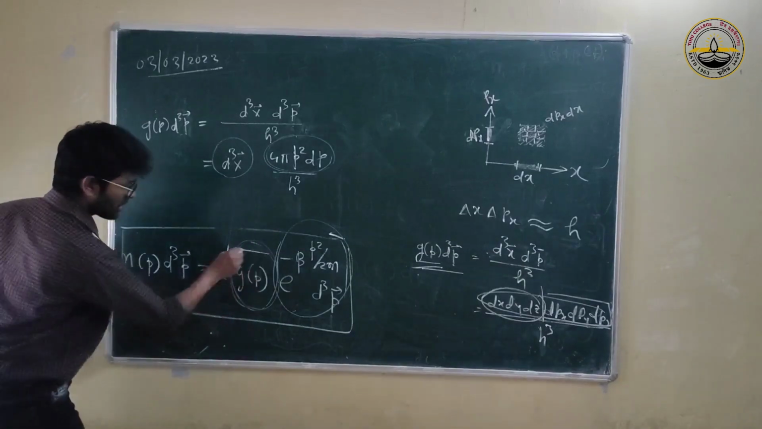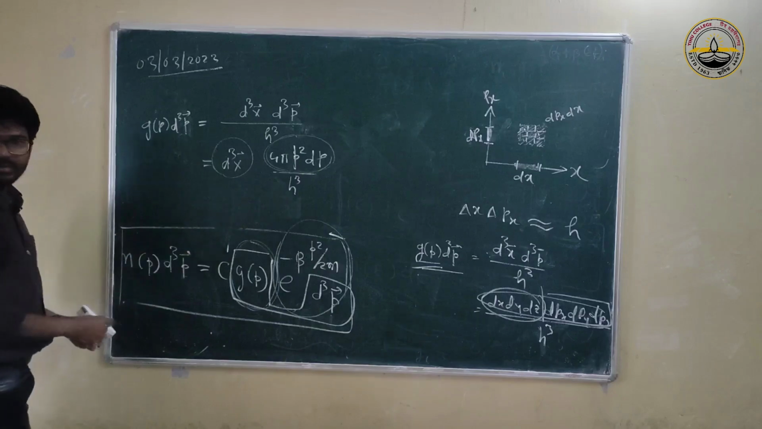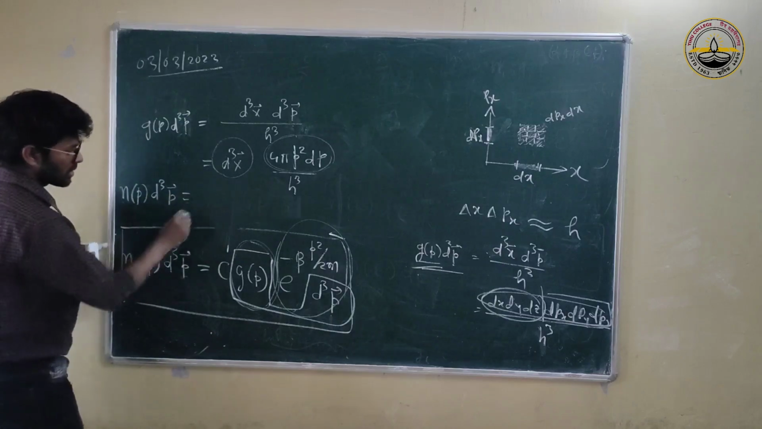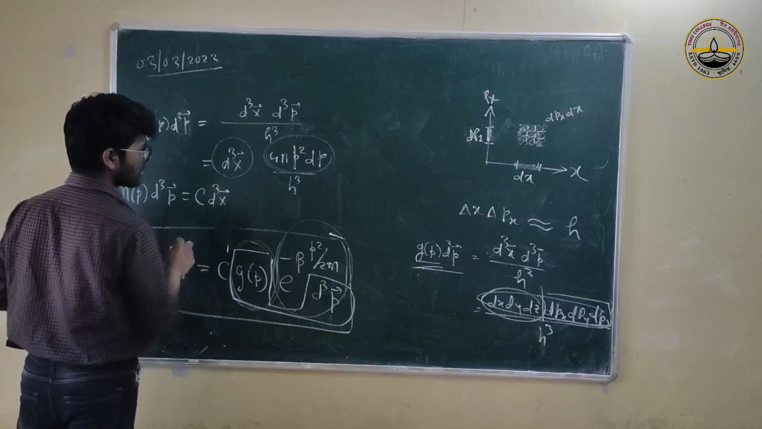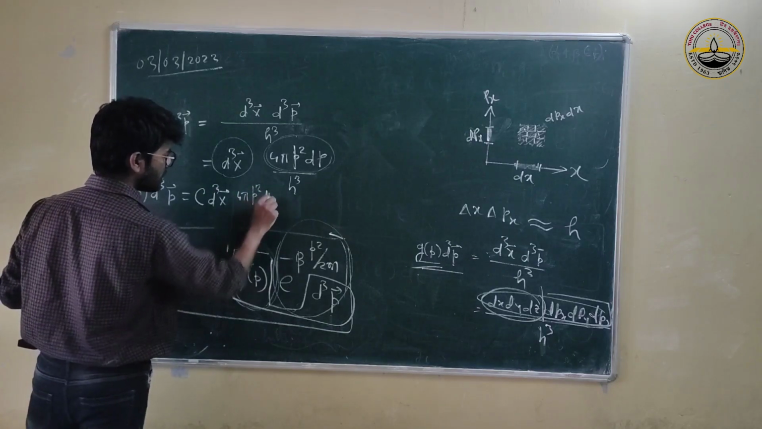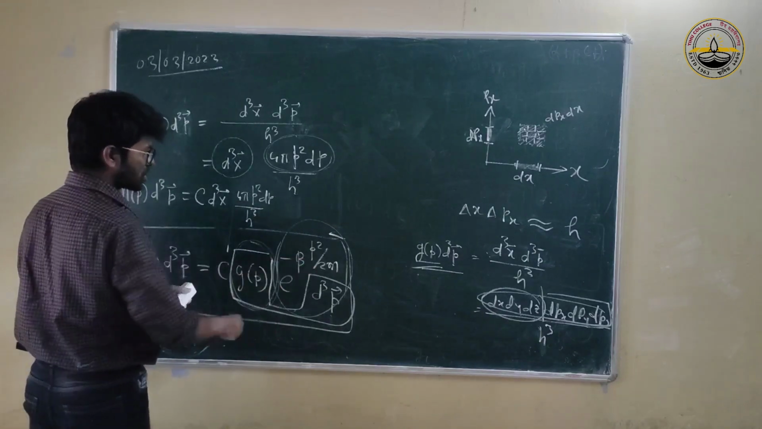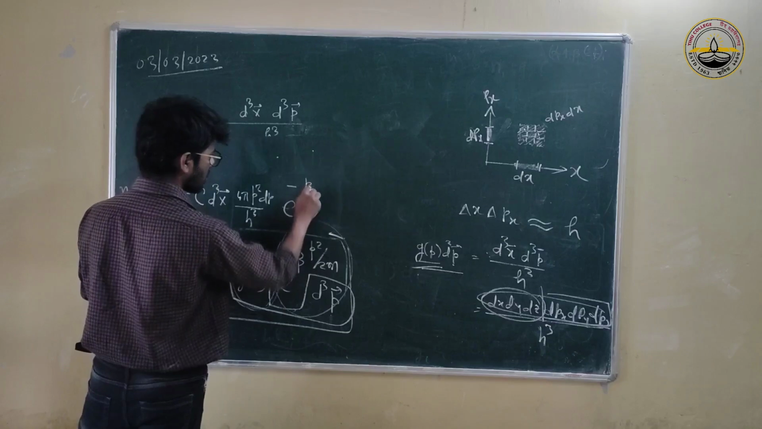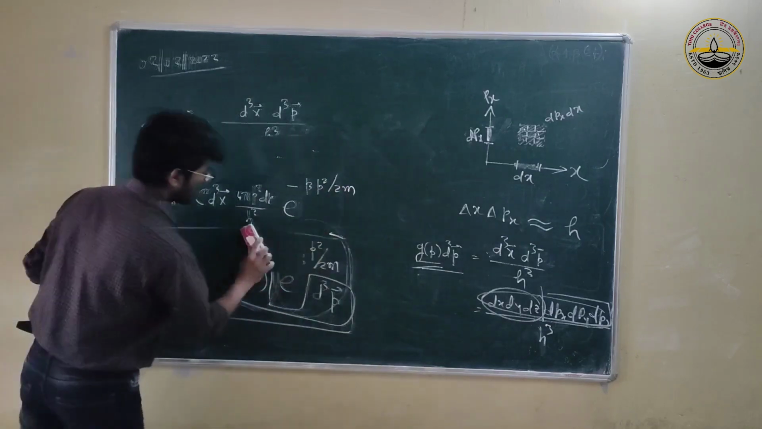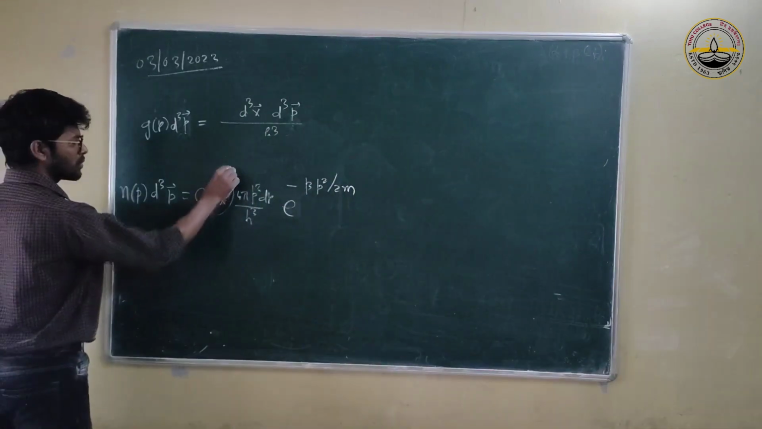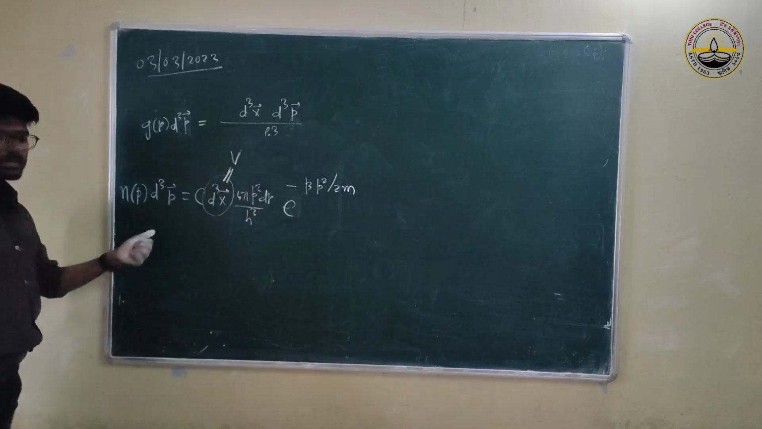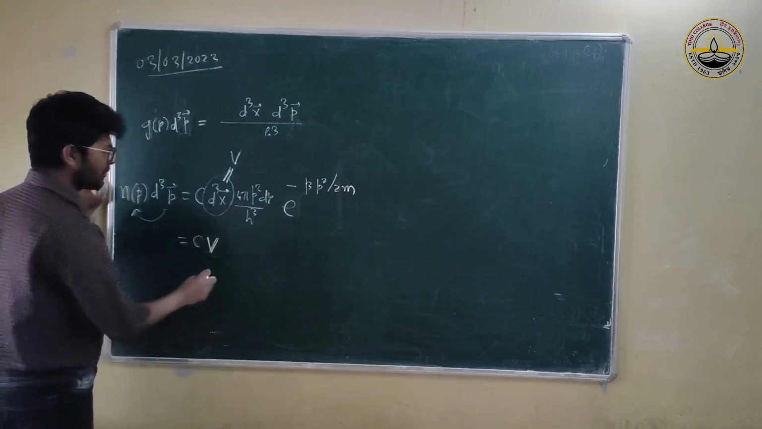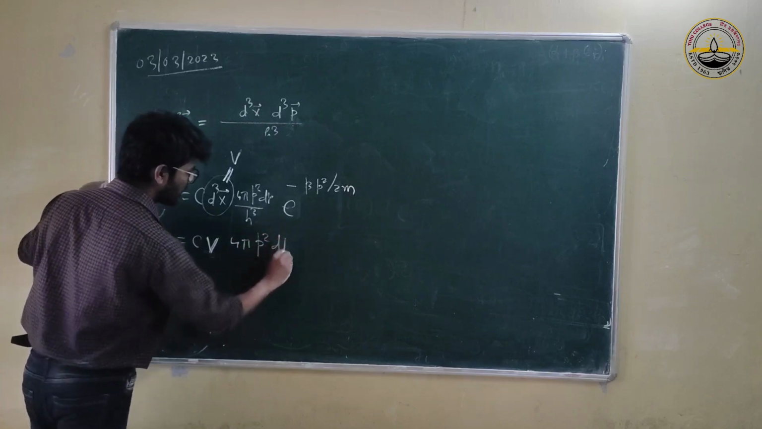Well, I can replace this G_p d3p by this. So let me write that. N_p d3p becomes C, then d3x, then 4 pi p squared dp over h cubed, and then this exponential function. This will be just integrated to the total volume, because nothing here depends on position x. So it will be just the total volume V. Then 4 pi p square dp over h cubed.